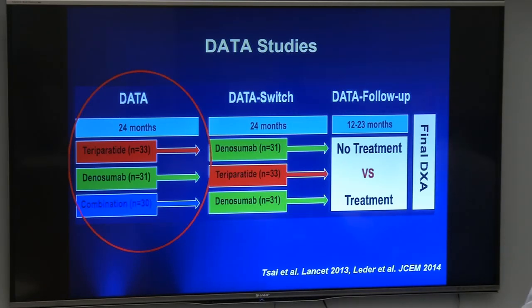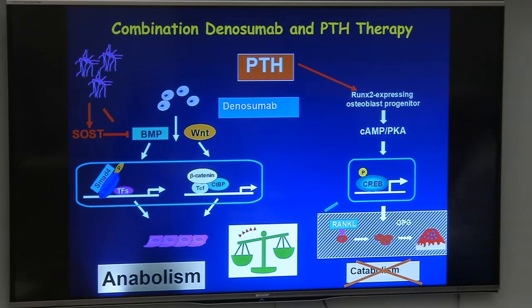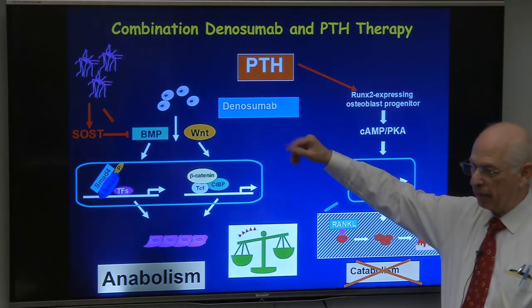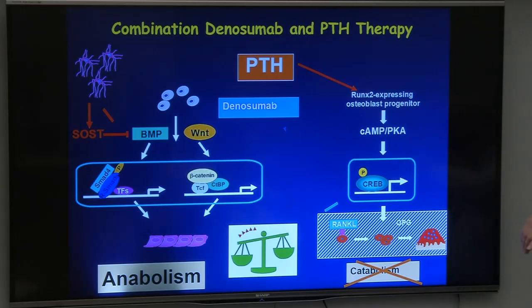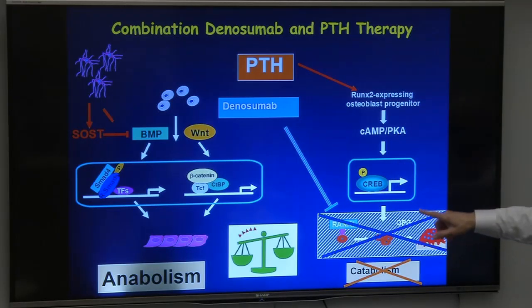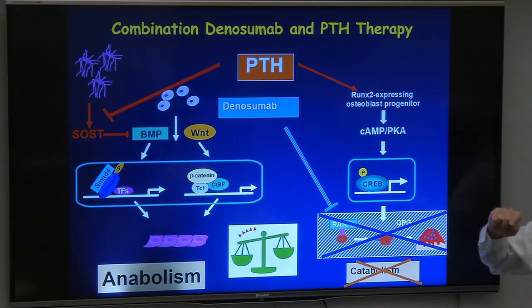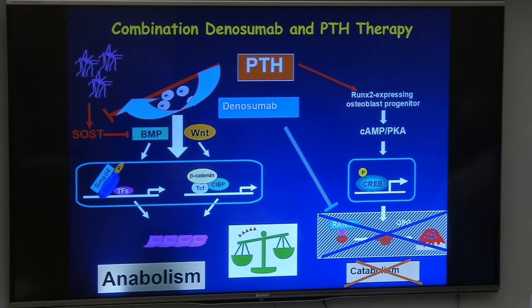Why did Ben Leader think that this was a great combination? And I think you could probably answer it because I've already told you. Going back to our cartoon. Now instead of saying intermittent, I put in DMAB. And what's happening with DMAB and PTH is that what DMAB is doing is killing that catabolic pathway by blocking rank ligand. And if you buy into the idea that PTH needs rank ligand to be bad for bones, if you have DMAB aboard, PTH is going to have difficulty going down this pathway. So you get the advantage of Denosumab as an antiresorptive, and you get the advantage of PTH following this anti-sclerostin Wnt signaling pathway. That's kind of neat, isn't it?